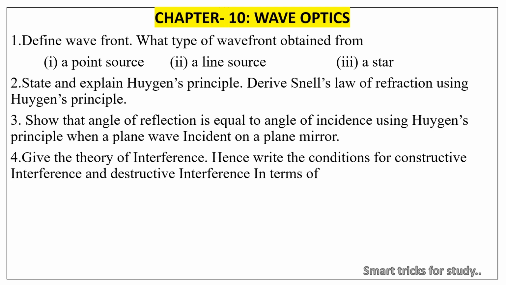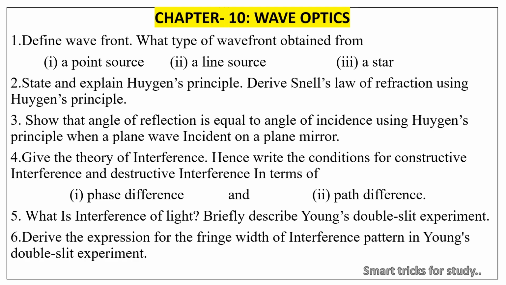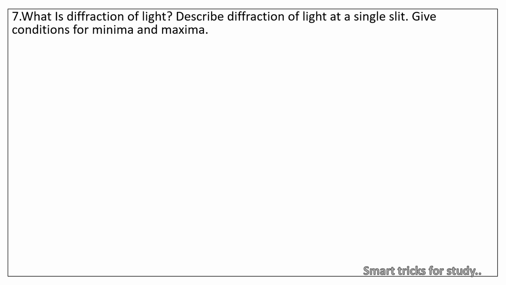4. Give the theory of interference. Hence write the conditions for constructive interference and destructive interference in terms of 1. Phase difference and 2. Path difference. 5. What is interference of light? Briefly describe Young's double-slit experiment. 6. Derive the expression for the fringe width of interference pattern in Young's double-slit experiment.